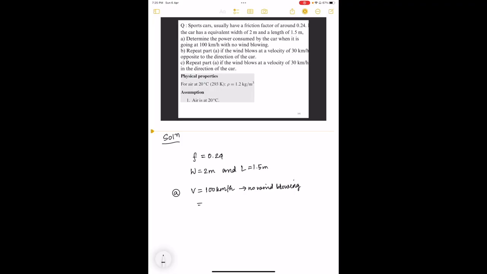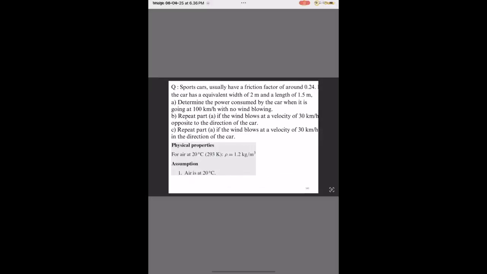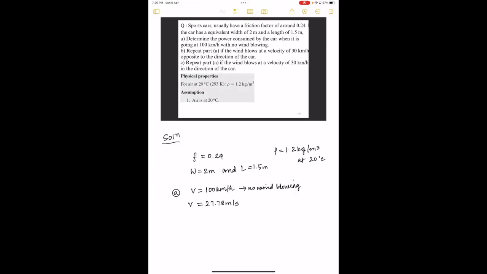So we calculate V equals 27.78 meter per second. Also we have rho as 1.2 kg per meter cube, and the assumption is that air is at 20 degrees centigrade, as given in the question. So let's continue with the problem.